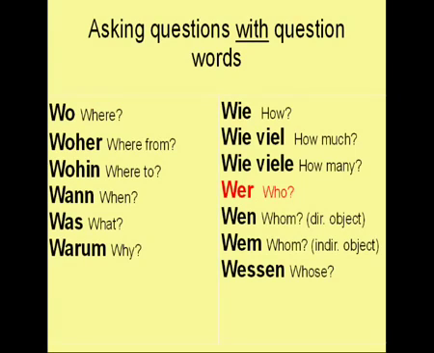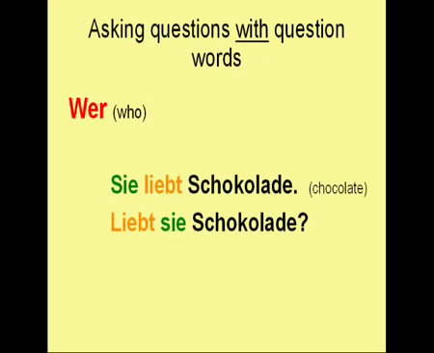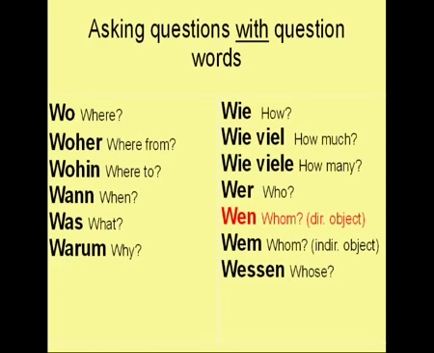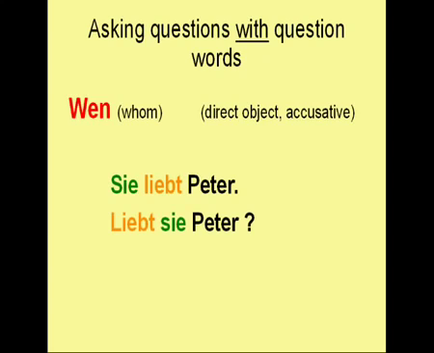Then we have the question word wer, which stands for who. Sie liebt Schokolade. She loves chocolate. Liebt sie Schokolade? Does she love chocolate? Wer liebt Schokolade? Who loves chocolate? And then we have the word wen, which means whom when you ask for a direct object. This means the accusative case. Sie liebt Peter. She loves Peter. Liebt sie Peter? Does she love Peter? Wen liebt sie? Whom does she love?